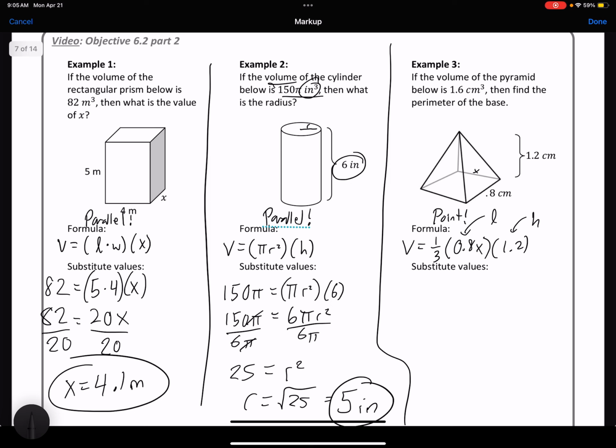Then I'll substitute in, again, anything that I know. I don't know x, but I do know the volume V. Right here it tells me that that's 1.6. So 1.6 is 1/3 times 0.8 times 1.2 times x. I like to put my variables at the end there. We will now solve this by simply multiplying and dividing on both sides.